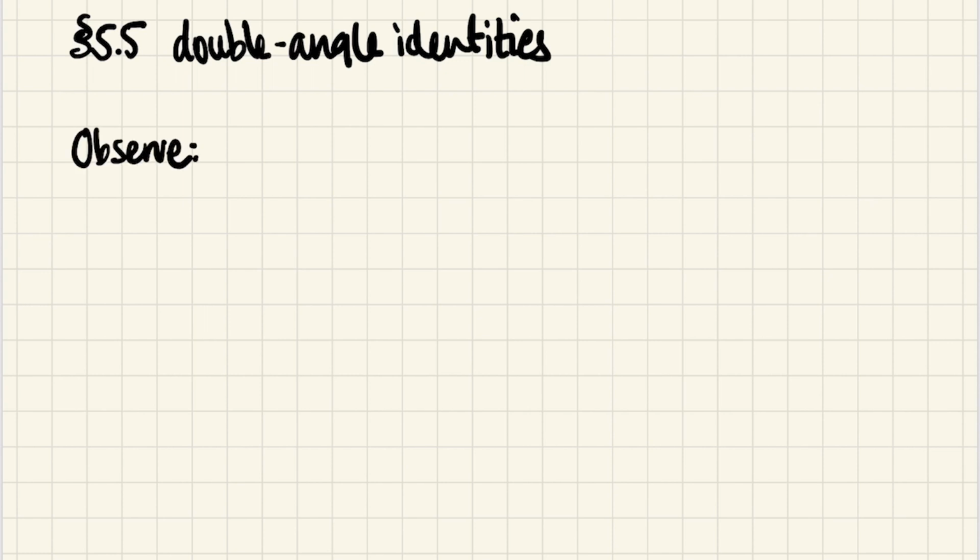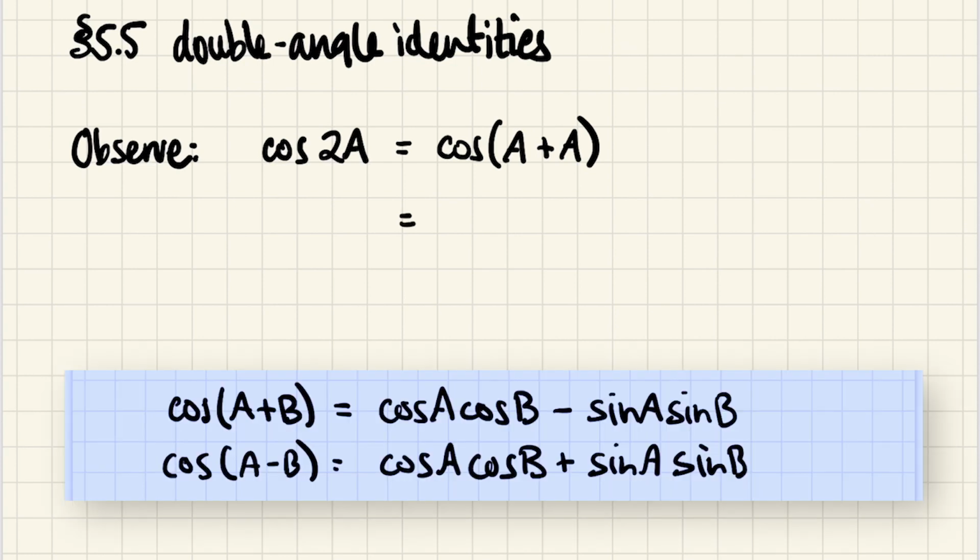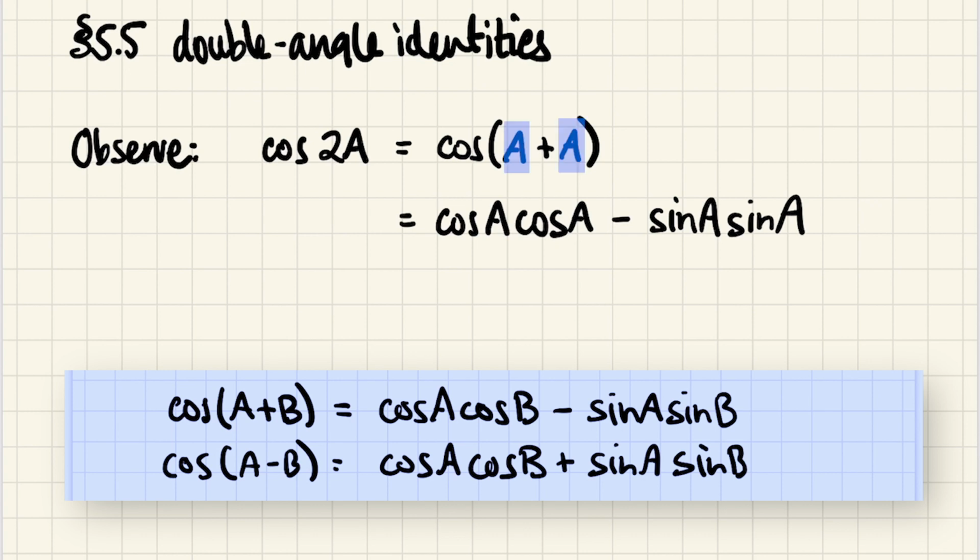So make the following observation. Cosine of 2a, and this is the form of a double angle because it's 2 times the angle. Well, we know that this is equal to cosine of a plus a. That's what 2a means. And writing it this way, we can see that we should use the cosine, cosine, sine, sine identity here. So we're going to get cosine, cosine, and then the plus becomes a minus, sine, sine. And here, both angles are a, so it's just a all the way down the line.